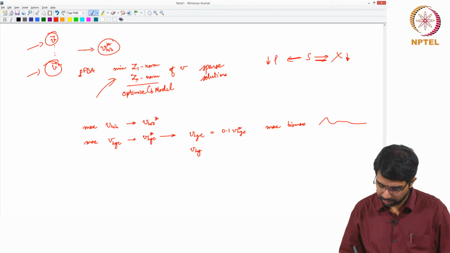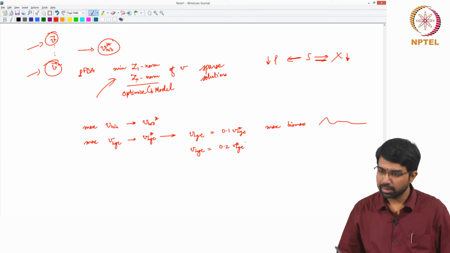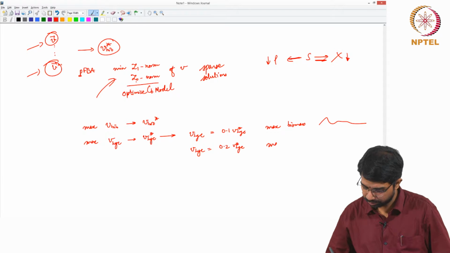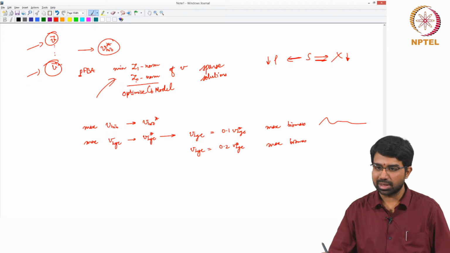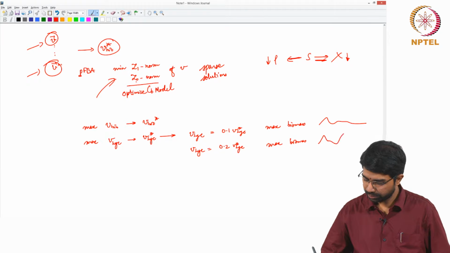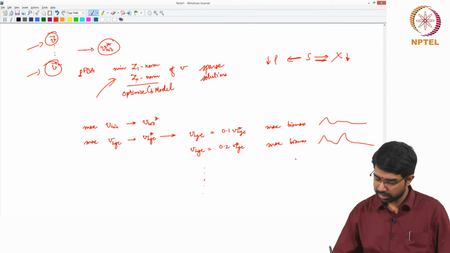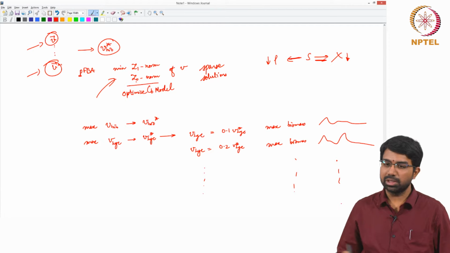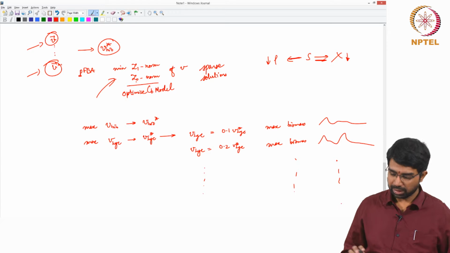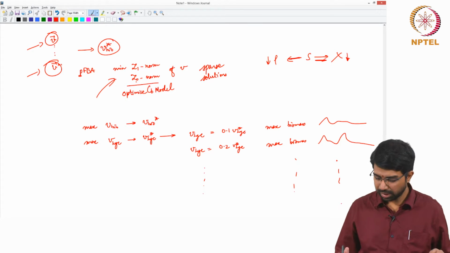Now you say V lycopene equals 0.2 and maximize biomass. You will get a little lesser biomass than in the previous case. Maybe you get a distribution of this sort. You do this multiple times, get multiple distributions. Is this simple? This is very clear, right.